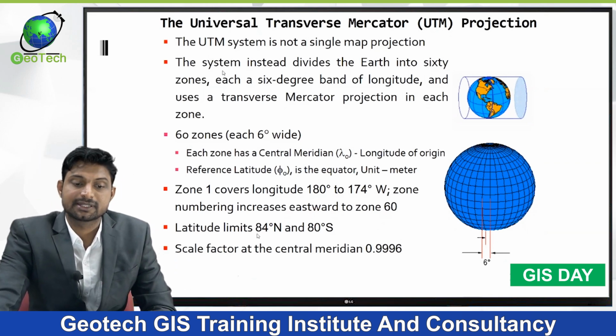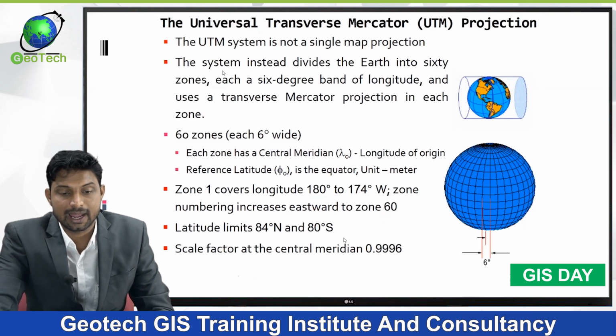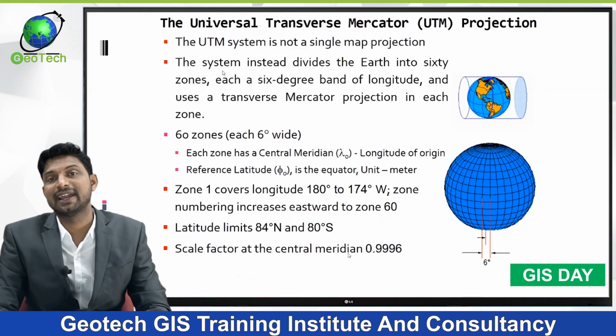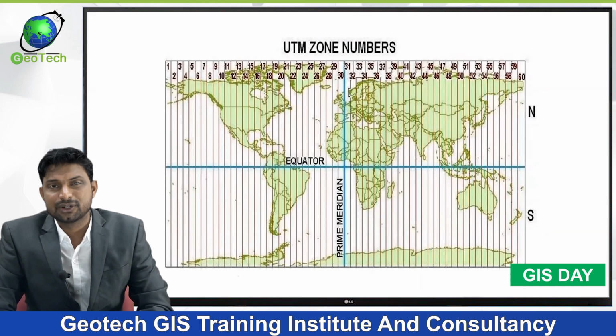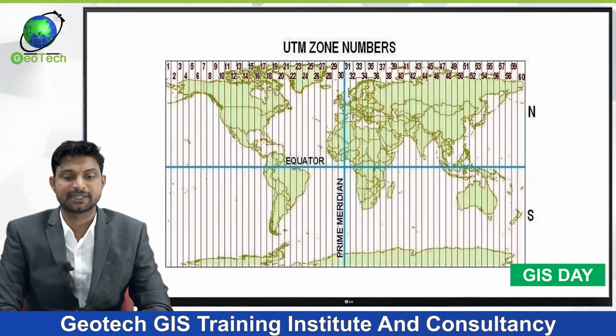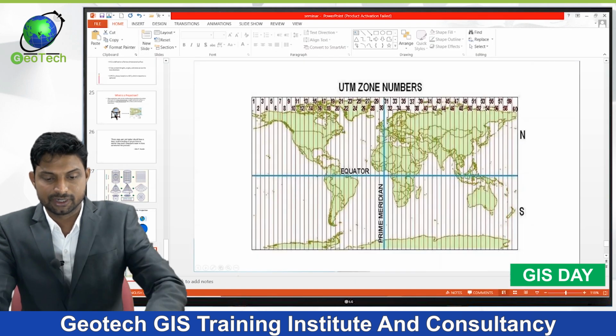The latitude limits are 84 degree north and 80 degree south. The scale factor at the central meridian is 0.9996. So this is all about the UTM zone. How this UTM zone works, that we'll see. We'll download a UTM zone and then you will understand how it works.